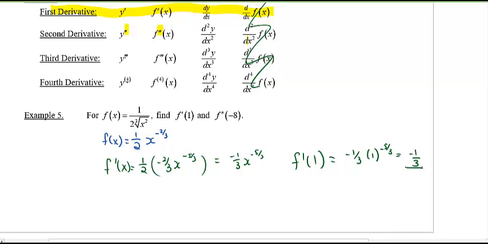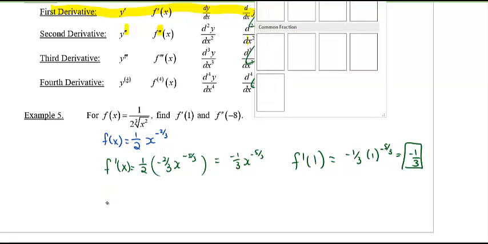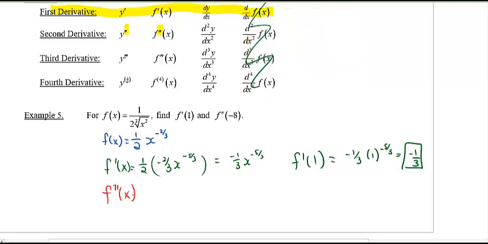If I want to now evaluate and calculate f prime of 1, just plug in 1. Negative 1/3. Okay. Good. The second derivative is just, of course, the derivative of the first derivative.